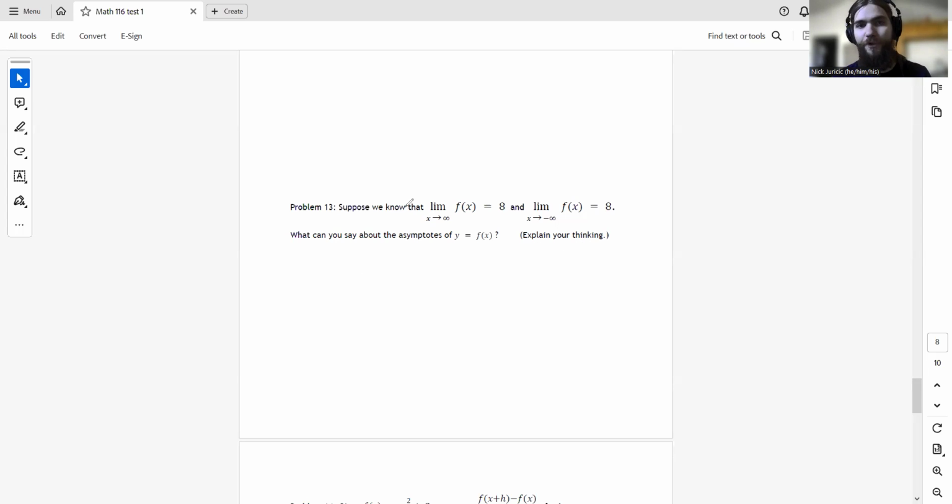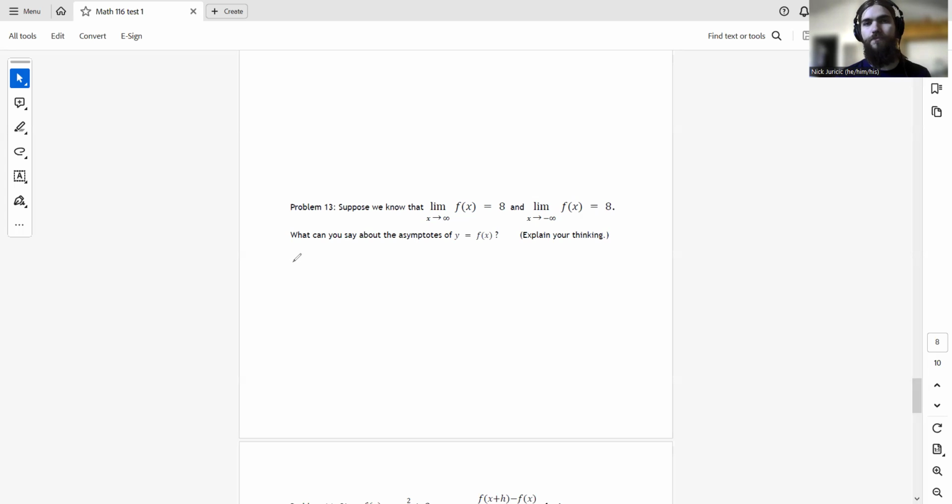What I was hoping for, based on what we've emphasized in class and in some of the online notes, is the connection between limits at infinity and horizontal asymptotes. Anytime you see a limit at infinity or negative infinity, that always tells you info about a horizontal asymptote of the function.